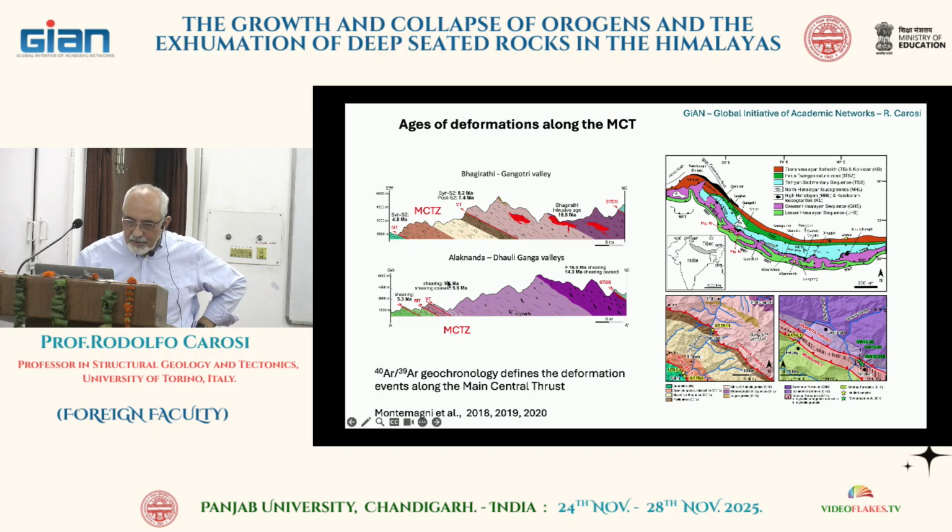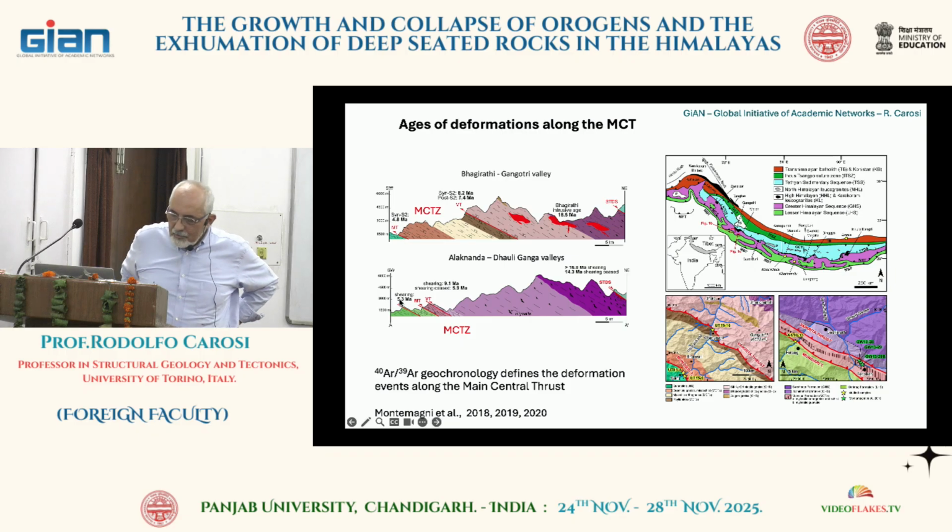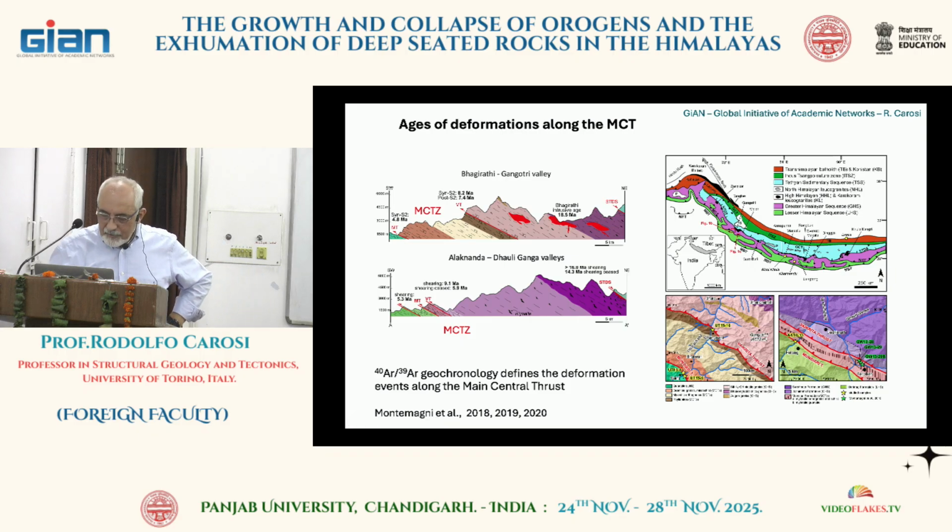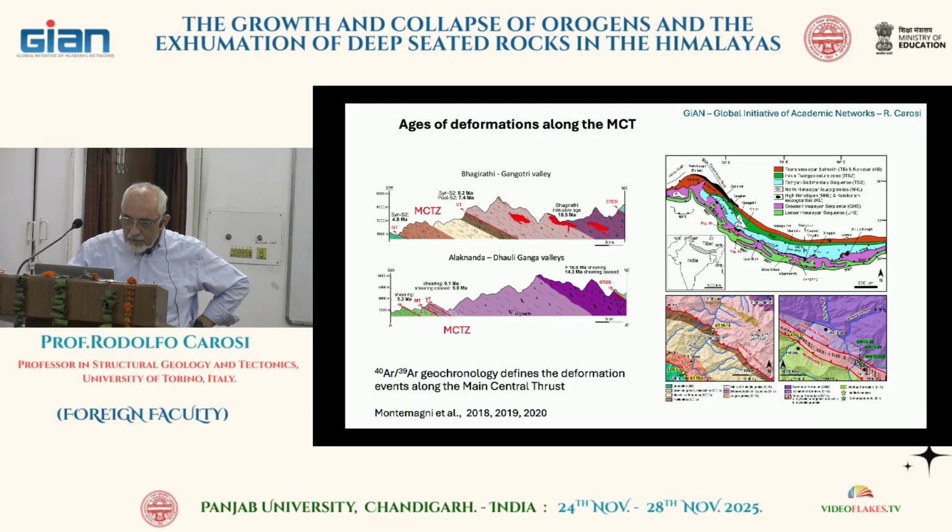More or less the same ages in the Vaikrita Thrust, Alaknanda and Dhauliganga, 9 million years. The deformation stopped, with static micas at 6 million years. And the Munsiari Thrust, more or less 5.35 million years. This was a very nice work by Igor Villa and Chiara Montemagni on argon-argon geochronology.